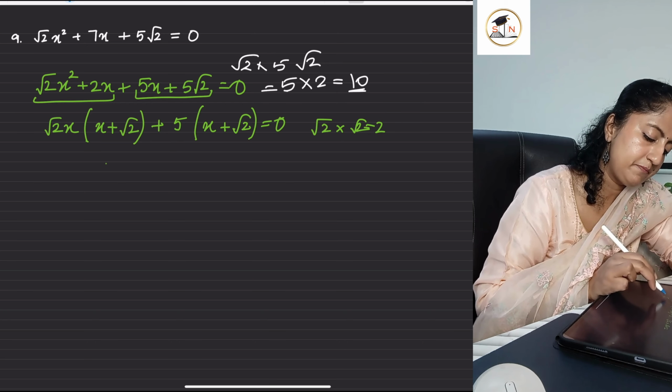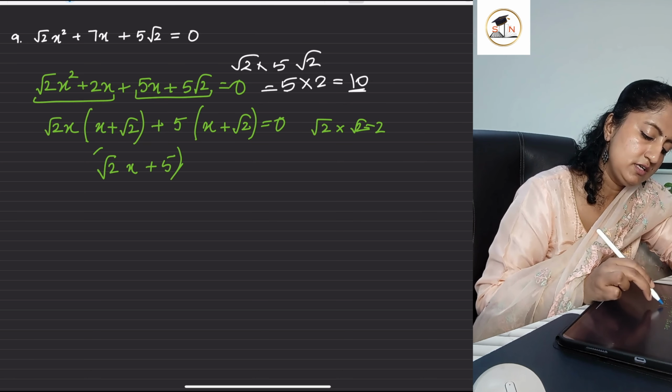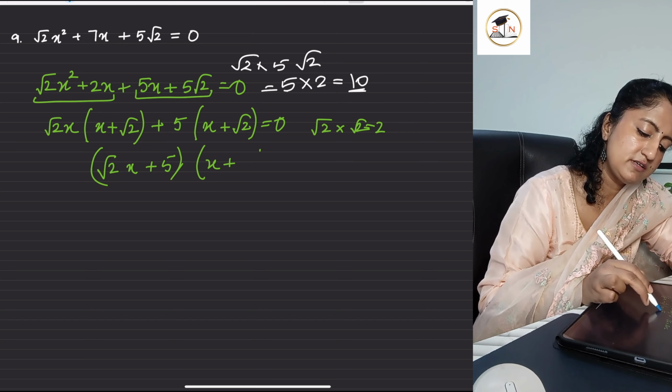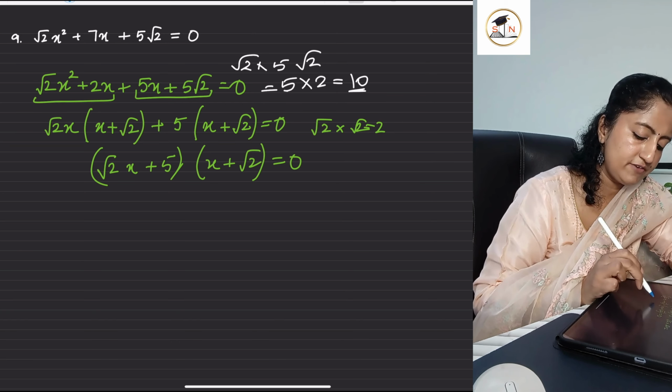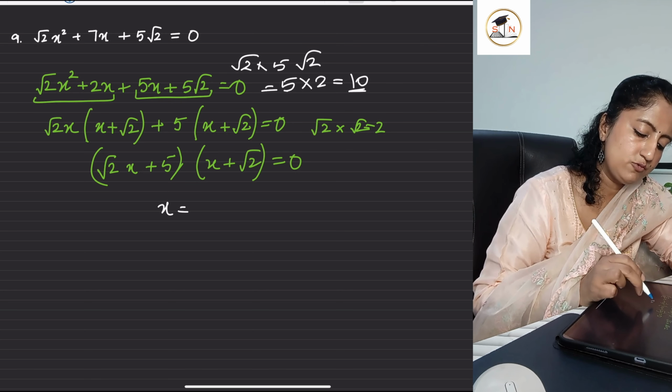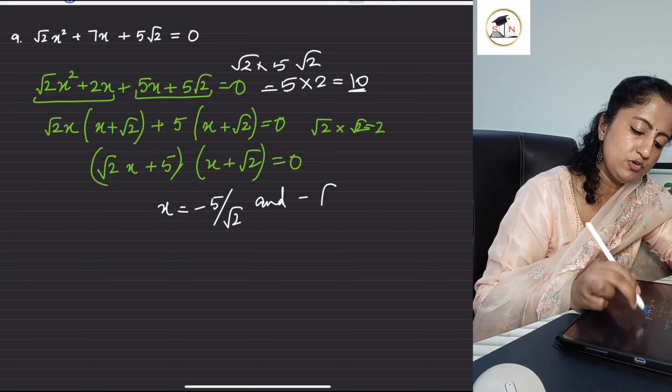Now, the final step: root 2x plus 5 as our first factor, the second being x plus root 2. Now the final answer, the values of x are x equals minus 5 by root 2 and minus root 2.